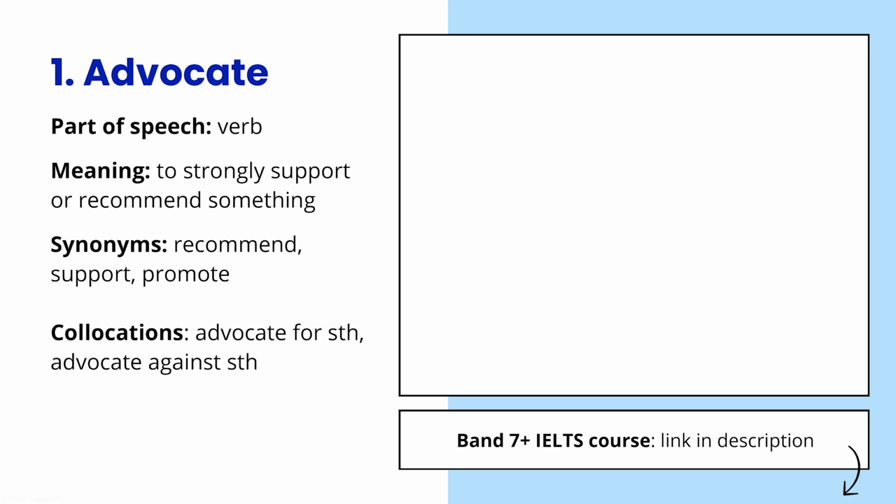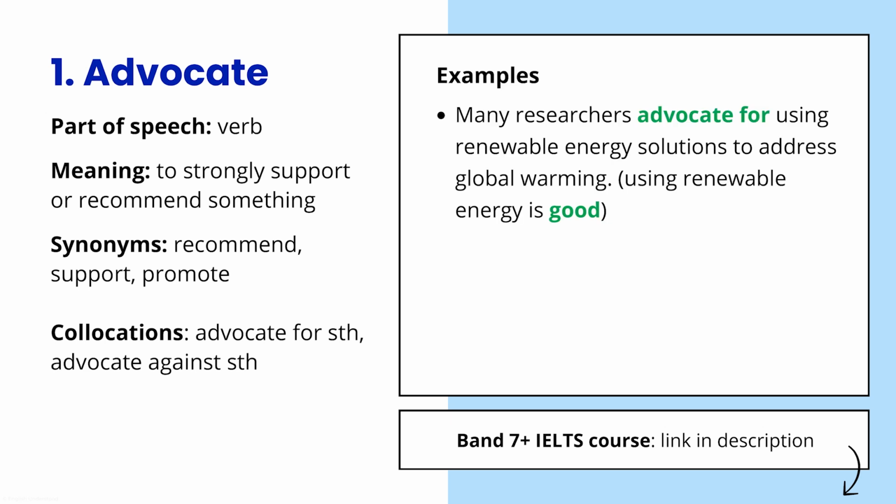And here are some collocations. Advocate for something, advocate against something. And we're going to have a look at how to use both of those right now. So here's the first example. Many researchers advocate for using renewable energy solutions to address global warming.